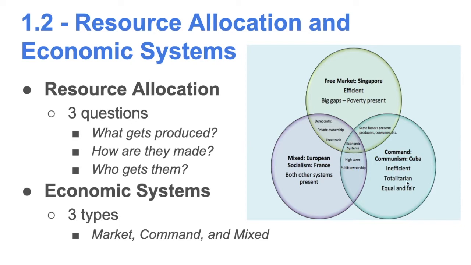In a command economy, it's very inefficient because you have this central authority, the government, trying to make decisions for all of the individuals within a population. And the bigger the population, the more difficult it is to make those decisions. So it's very inefficient. On the other hand, it is quite fair in terms of wealth distribution, trying to ensure that everyone has an equal amount and everyone has enough.